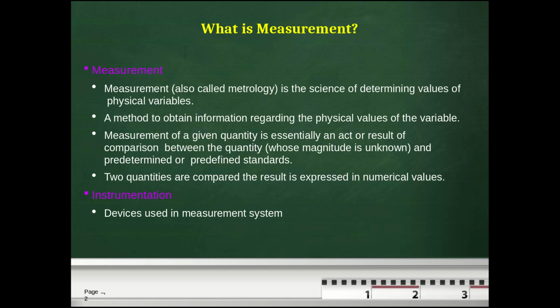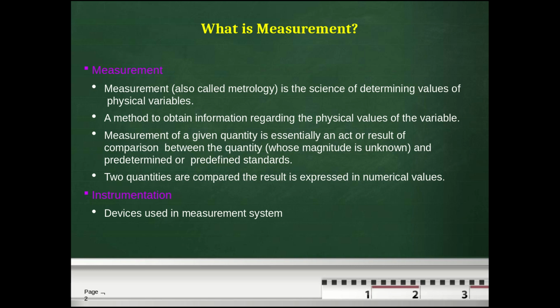So measurement means the science of determining the values of physical variables. So I have a physical value, like the mass, like the voltage, like the temperature, and I want to measure it. Measuring means that I have some result information corresponding to this value of a given quantity, and this value is measured according to some standard or corresponding units that I use to measure this physical value.